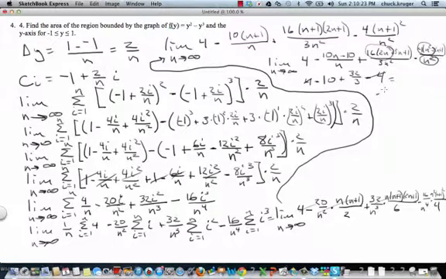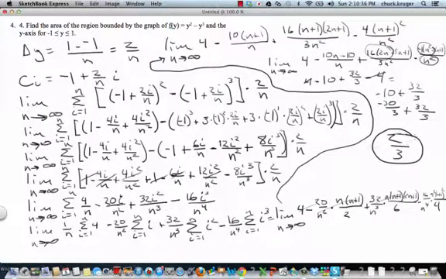And so I'm left with a negative 10 plus 32 thirds. Well, this is a minus 30 thirds plus 32 thirds. And I get 2 thirds. So that was a lot of work for 2 thirds, but that's my answer.